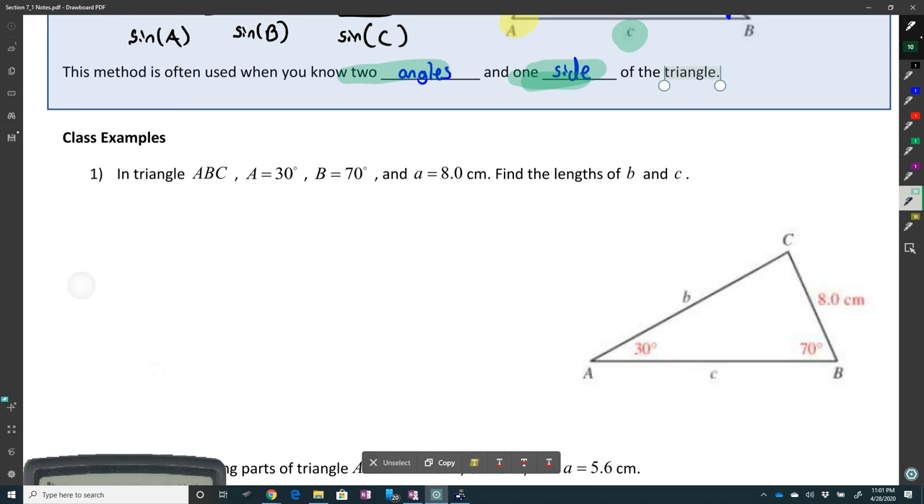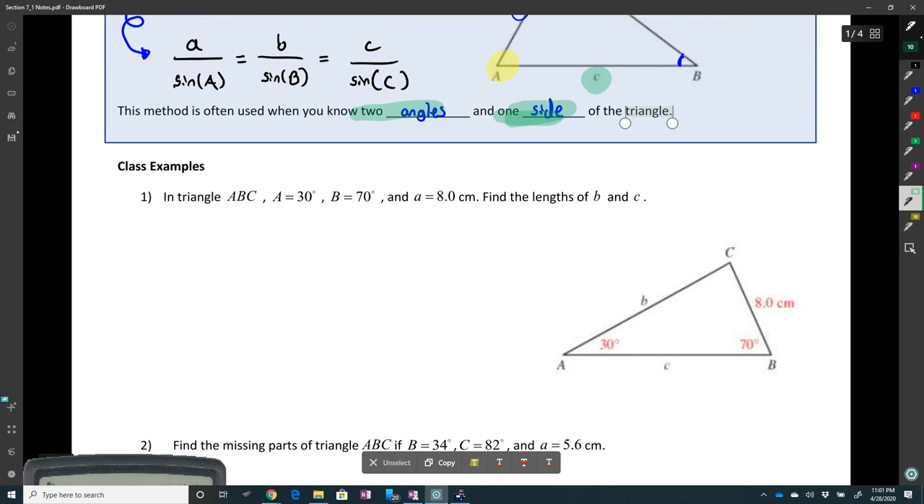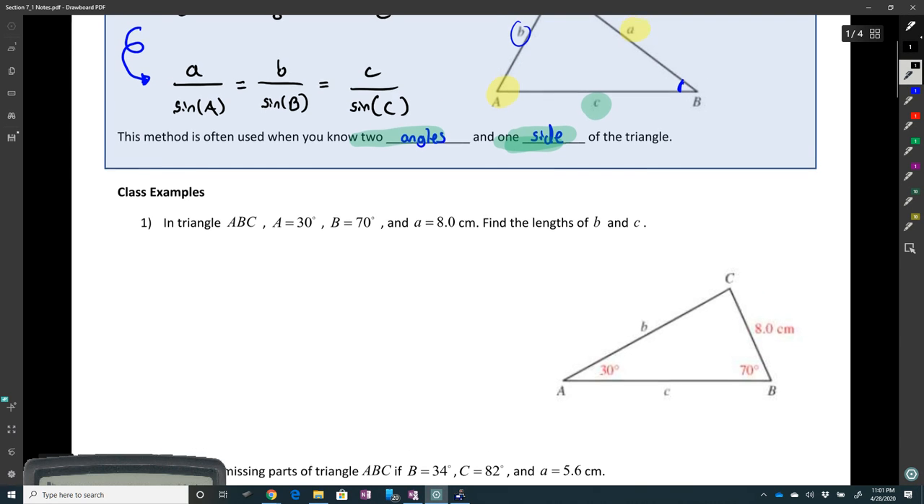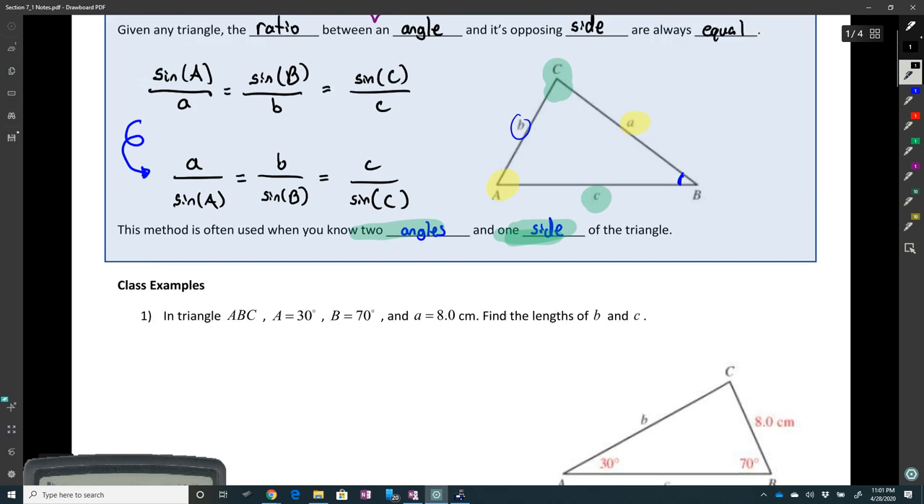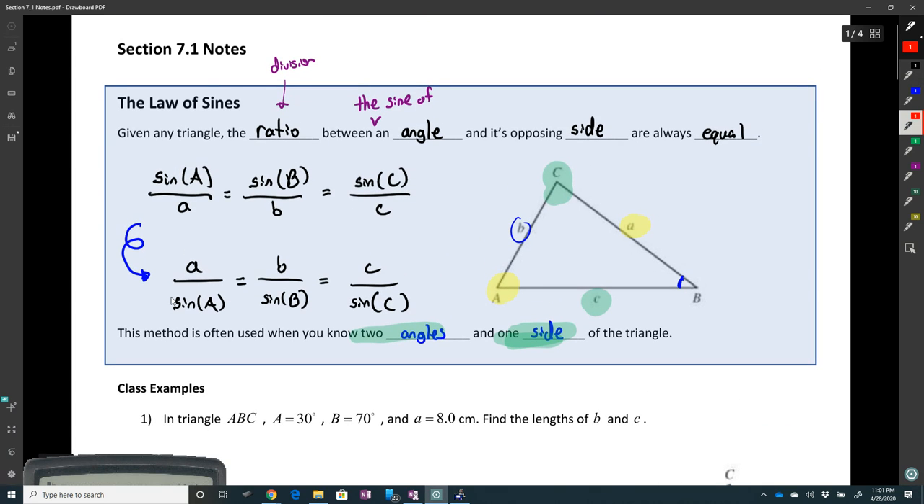So in this triangle ABC, A is 30 degrees, B is 70 degrees, a is 8 centimeters. Find the lengths of b and c. So I'm looking for a length. So since I'm looking for length, let me try to label this. We're going to use these usually if you're looking for an angle. It just makes the math a little easier. And we use these if we're looking for a side.